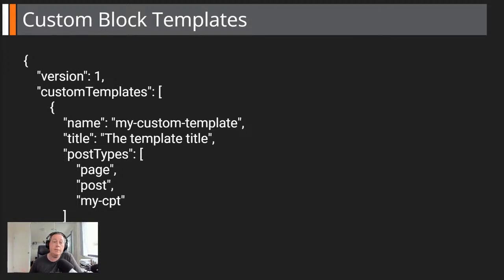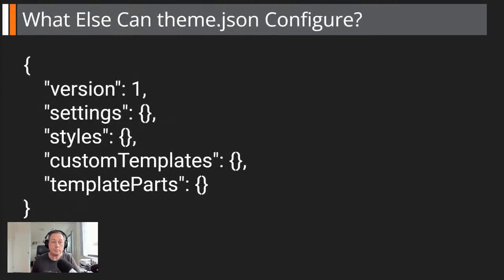And the same applies for block template parts as well. So if you've broken your block template down into different parts that you serve for different WordPress templates, then you can specify how they're used across different post types as well, just within this theme file. So that's quite useful. And so what else can the theme.json configure?